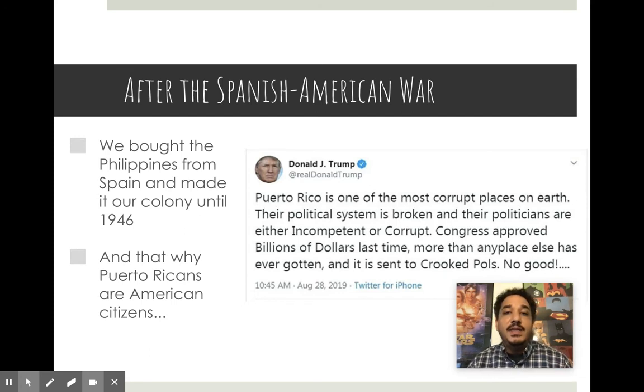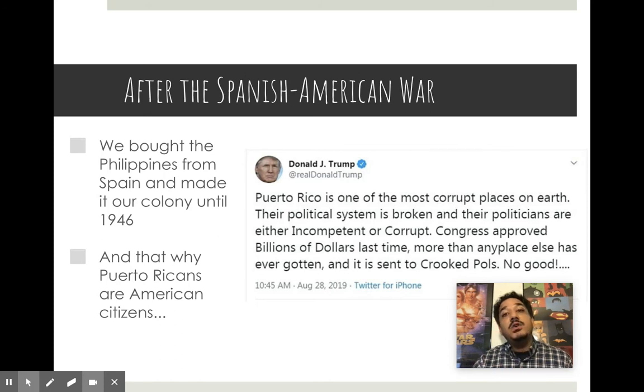There's a hurricane that destroyed a lot of things in Puerto Rico, and us as Americans, Congress, we approved billions of dollars to give to Puerto Rico to help them rebuild. And more or less, Donald Trump is saying, we shouldn't have to do that. We shouldn't give money to Puerto Rico to help rebuild stuff. We already gave them lots of money. We don't need to do anything else.